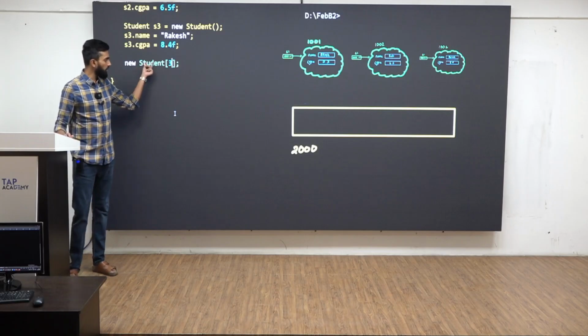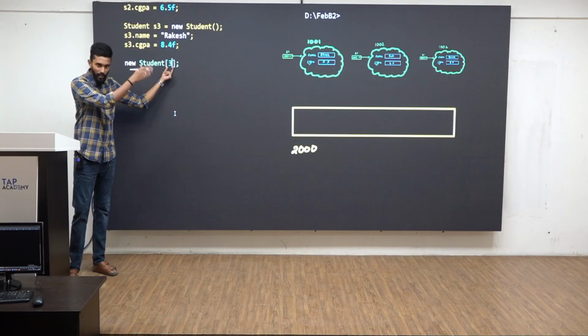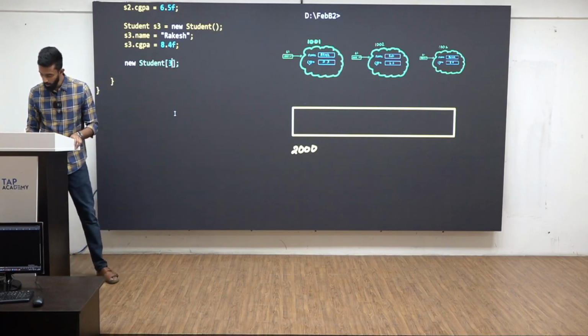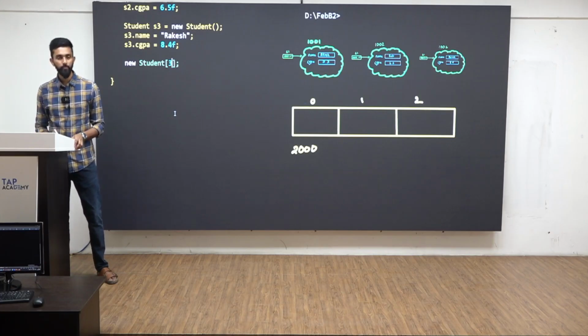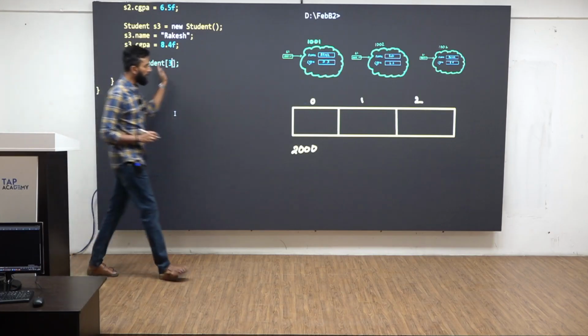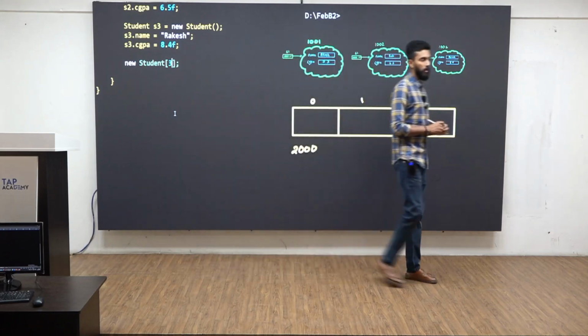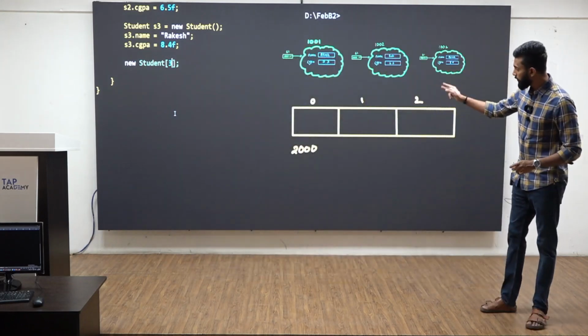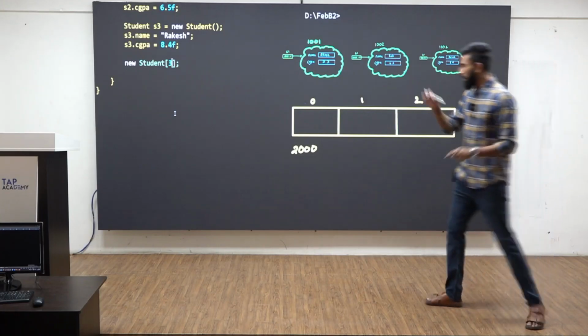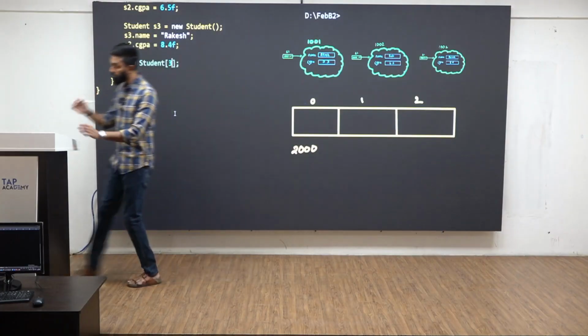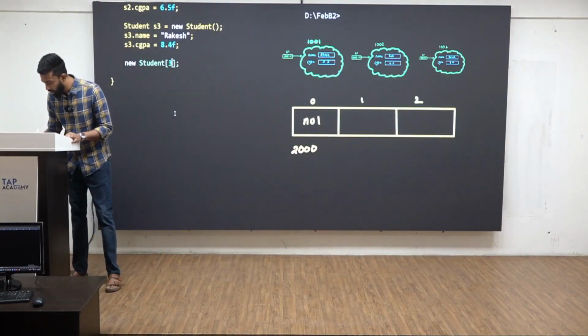When you write Student, Java knows it should store students. When you put one pair of brackets, it will treat it as columns. Immediately it will split this into 3 columns like this. Clear till here? 0th column, 1st column, 2nd column. What will be the default value? Are you storing int, float, char, boolean, or objects? Objects. The default value of objects is always and always null.